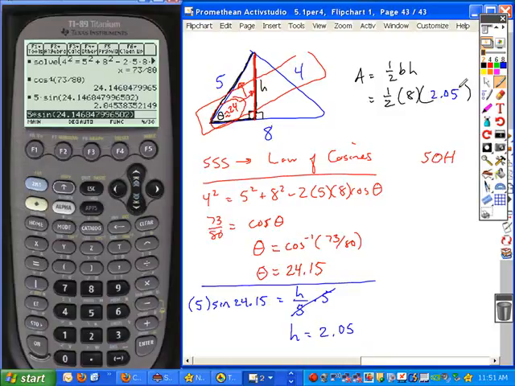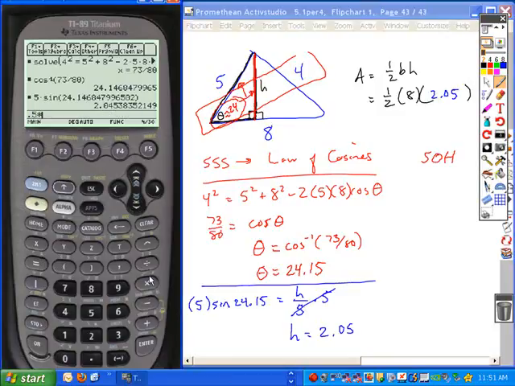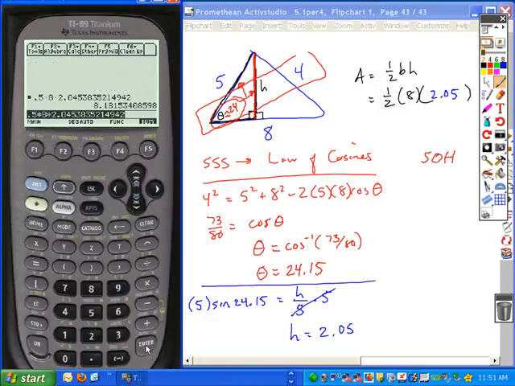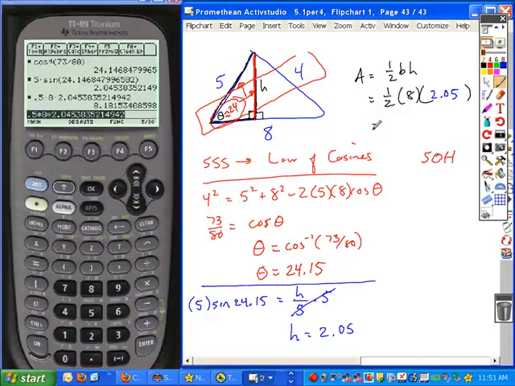Once we have our height, we can plug that into our area formula, and so we have one final calculation. We take 1/2 times our base of 8 times our height, which we can just highlight again, bring out the exact answer. And we get our area to be 8.18. And since you're dealing with two-dimensional measurements, it'll be whatever units it is squared. So centimeters squared, inches squared, feet squared, whatever it happens to be.